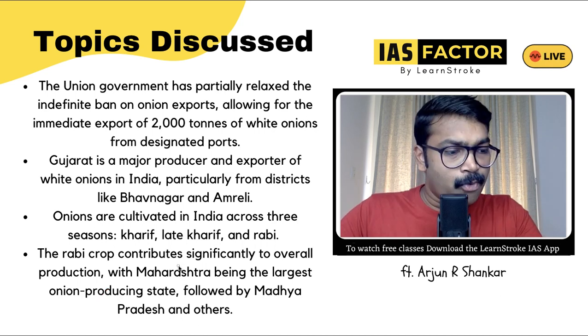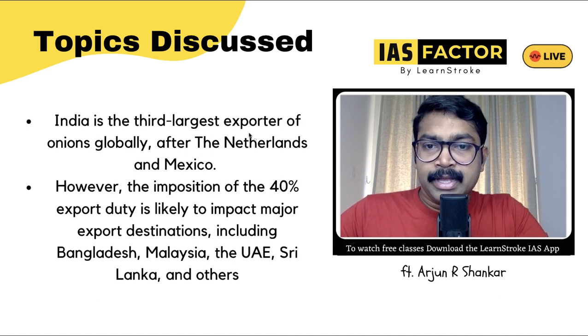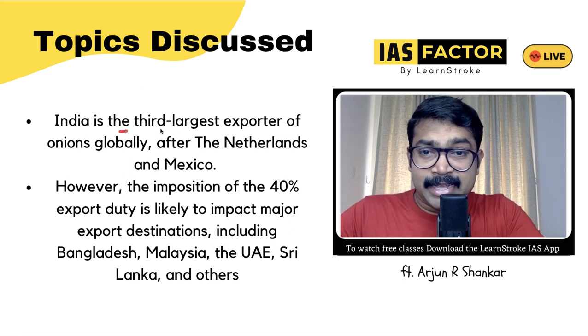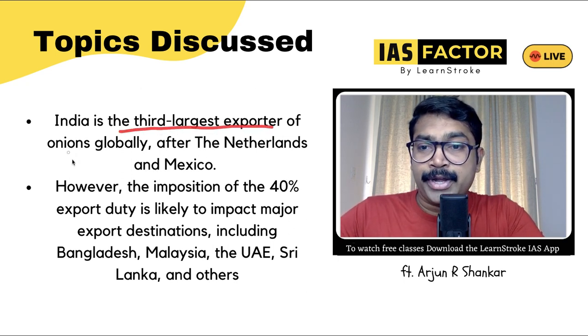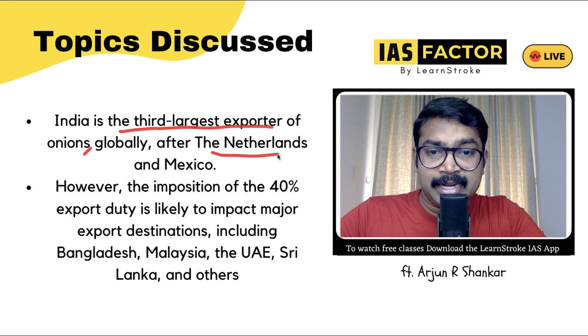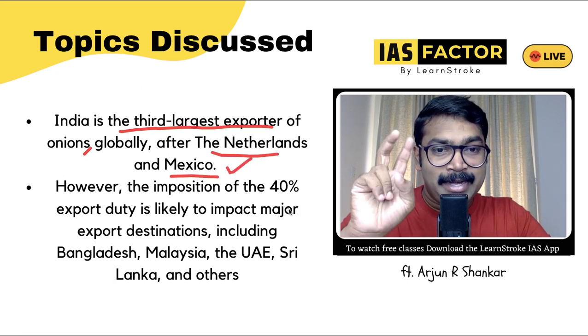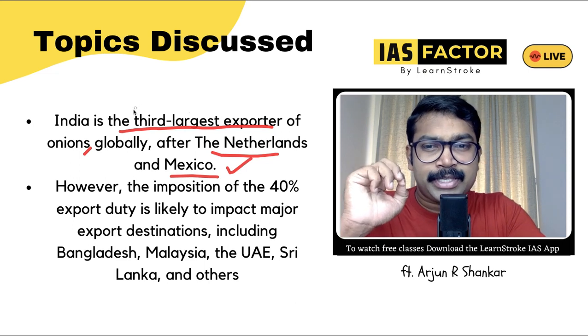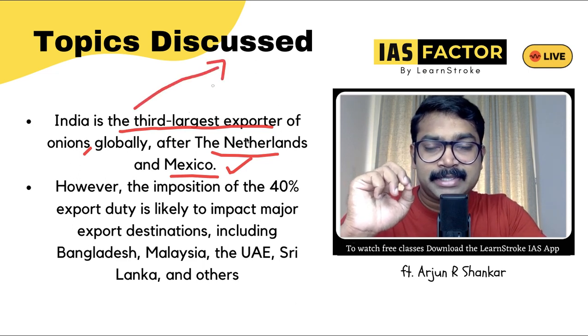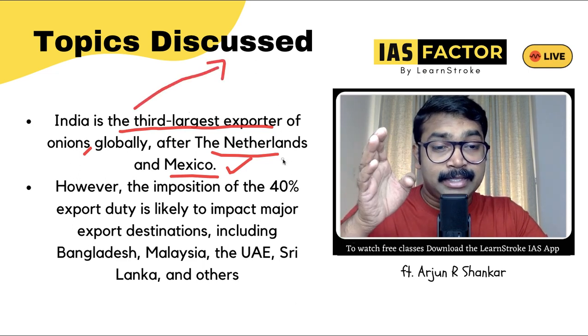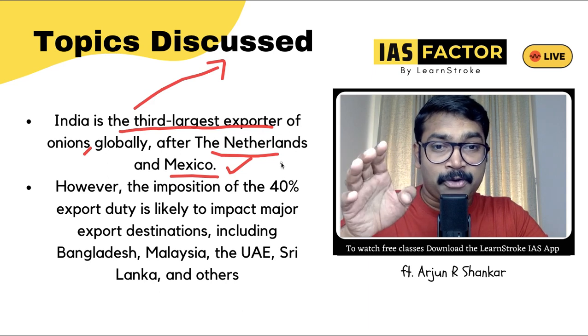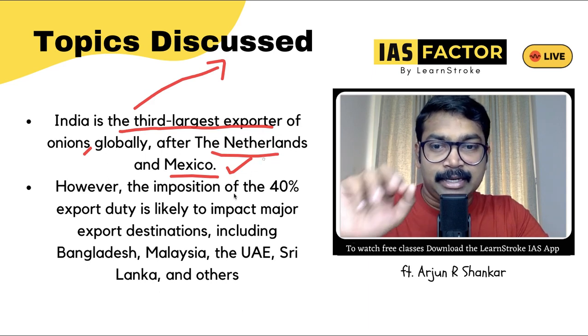And now let's move on to the next important one. And what about the statistics? India is the third largest exporter of onions globally after Netherlands and Mexico. So this is something that we should know. India is actually the third largest. See, such questions can even be asked in the prelims examination. Like, is India the largest producer or exporter of onions internationally? No, it's the third largest.